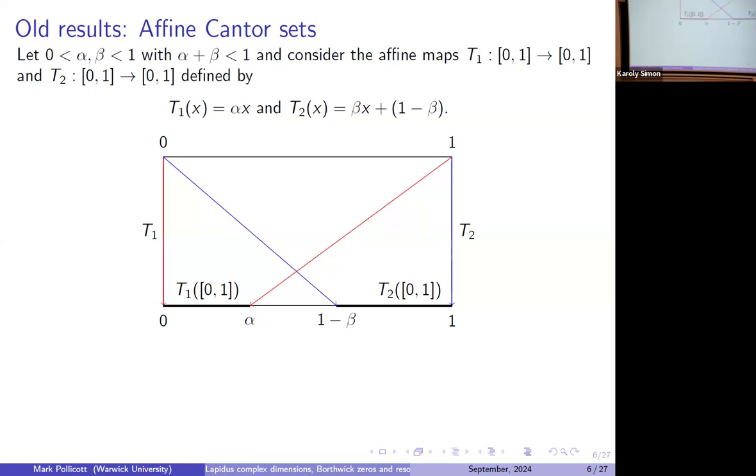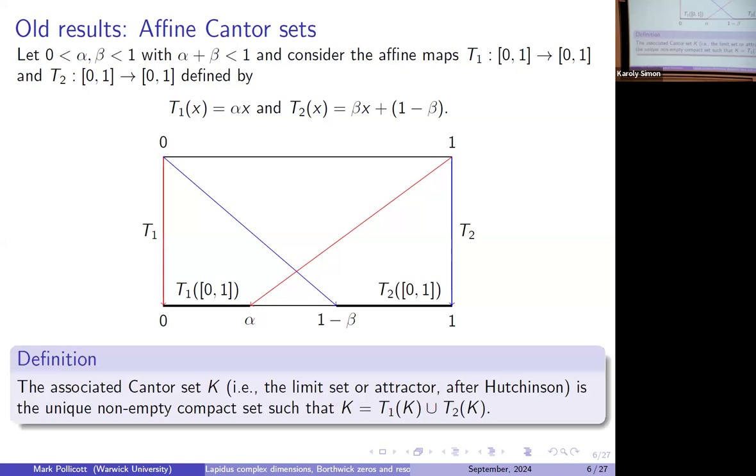Maybe even simpler would be if alpha and beta were equal to 1/3, because then you'd end up with the middle third Cantor set. And of course, the associated Cantor set we're interested in is the limit set for these guys. It's a compact set. It satisfies this condition of being non-empty. And so this is a way to construct our Cantor set X in a very simple way.